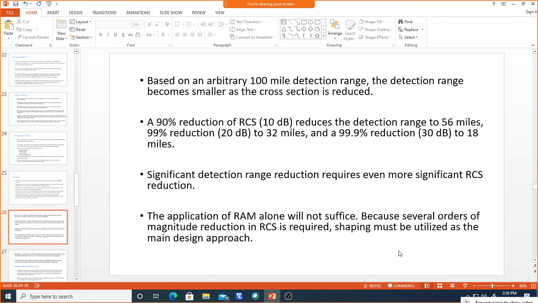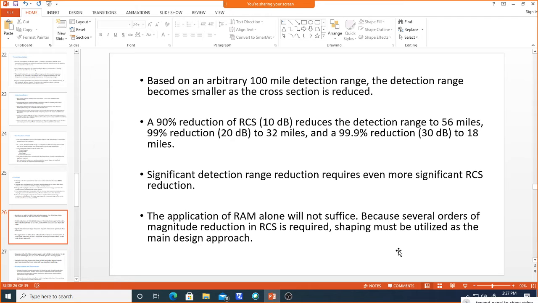Now, if you take the example of an arbitrary 100-mile detection range, the detection range becomes smaller as the cross section is reduced, because if the radar cross section is reduced, then you will get very little backscatter energy. If you are not able to receive that energy, then you cannot detect the target. So whenever you have a reduction in percentage, the range of detection can be reduced.